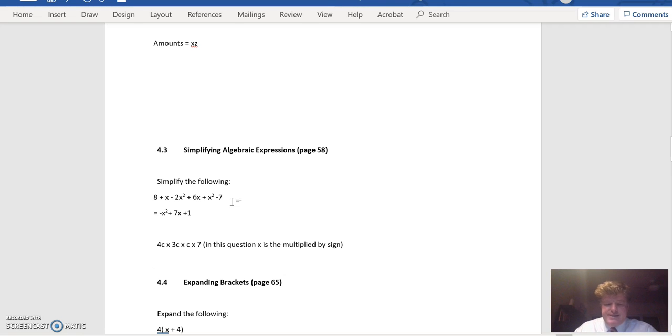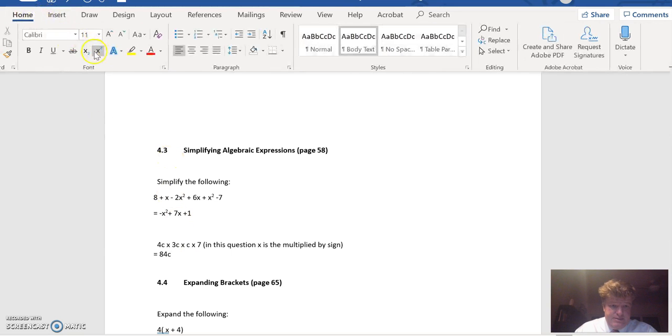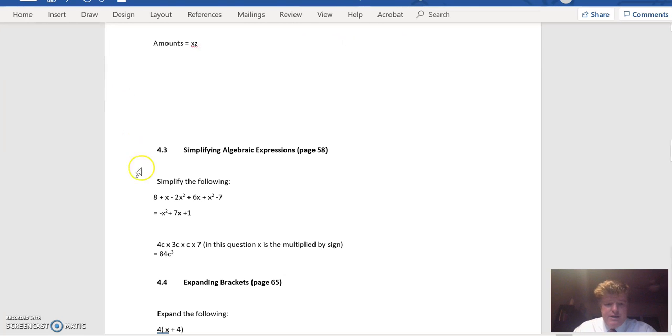Okay. In this question here, we've got all multiplied. 4c multiplied by 3c multiplied by c multiplied by 7. We can multiply through the numbers and multiply through the c's. So 4 3s are 12. 12 by 7 is going to be 84. And the c's, c times c is c squared, times c is c cubed. So when we multiply that all through, we get 84c cubed.